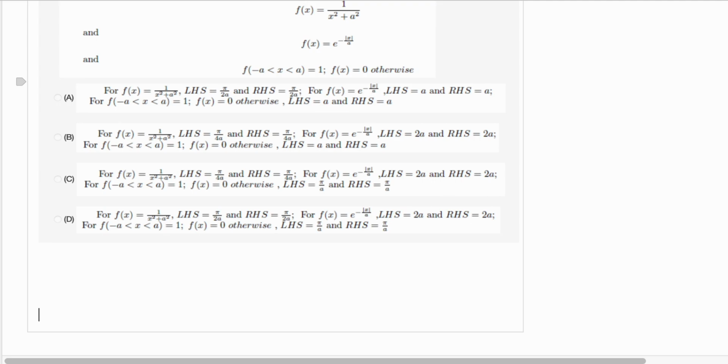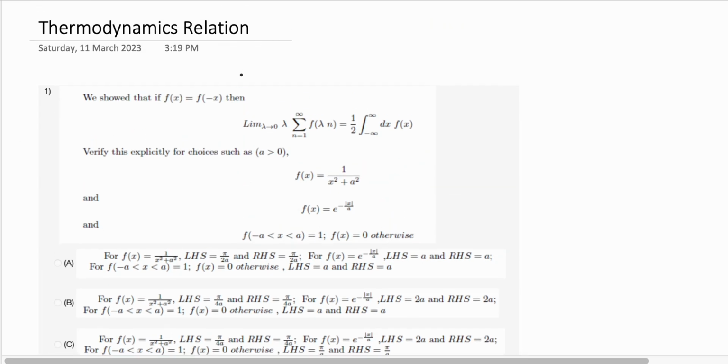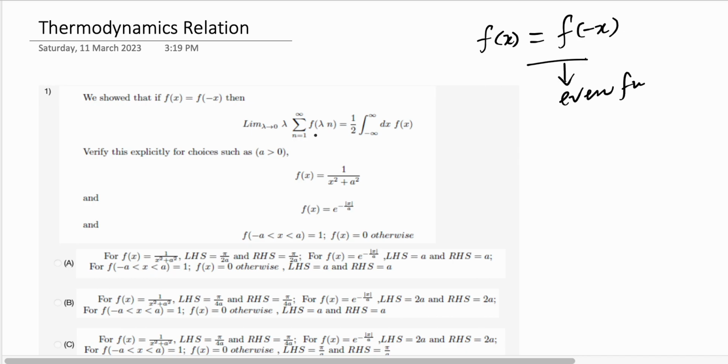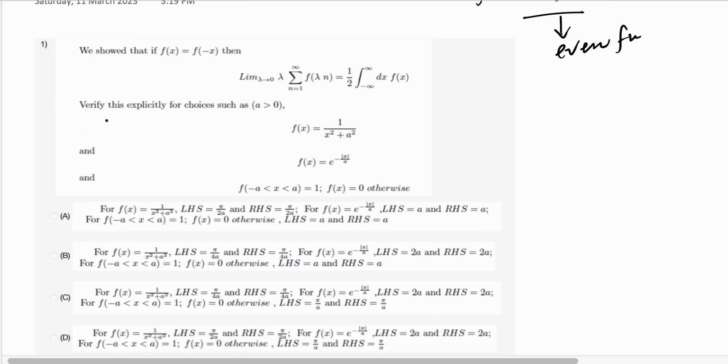So now the question asked here is: if there is a function f(x) which is equal to f(-x), that means it is an even function. Now we have to verify that, as proved in the course, the limit as lambda tends to 0 of the sum over n equal to 1 to infinity of f(lambda n) is equal to 1 by 2 times the integral from minus infinity to plus infinity of dx f(x). It is a theorem, and it has been proved in the lecture series.